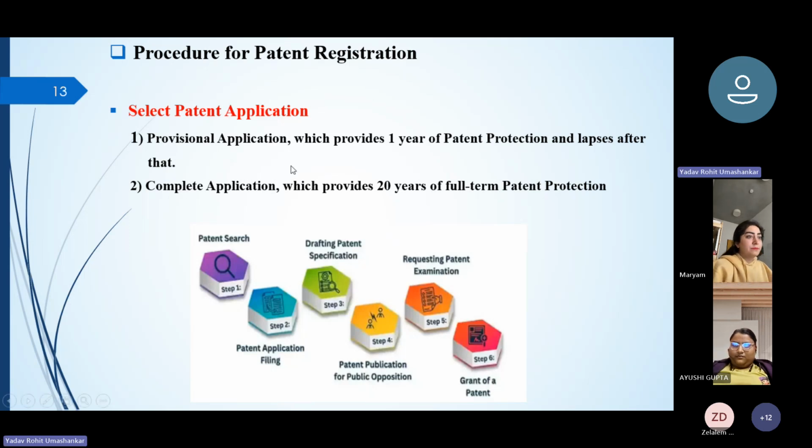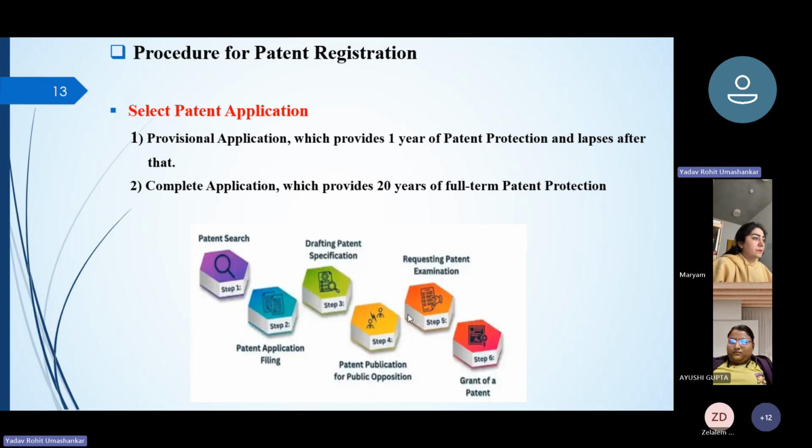And within the 1 year, you need to fill the complete application, which provides you the 20 years full term patent protection. So these are the general things. Okay. So we will discuss these things.